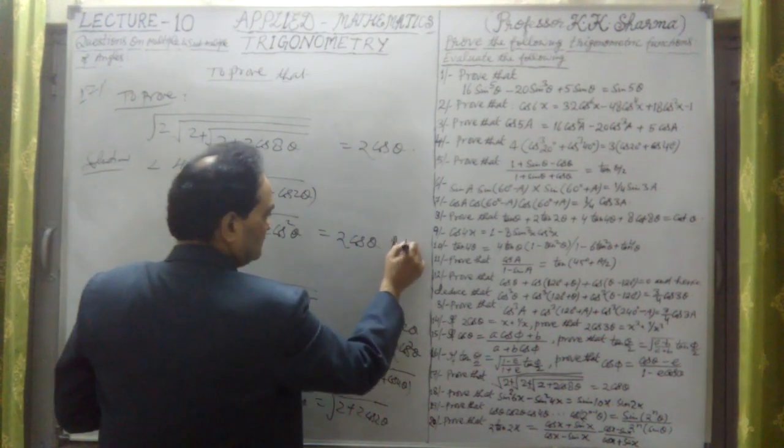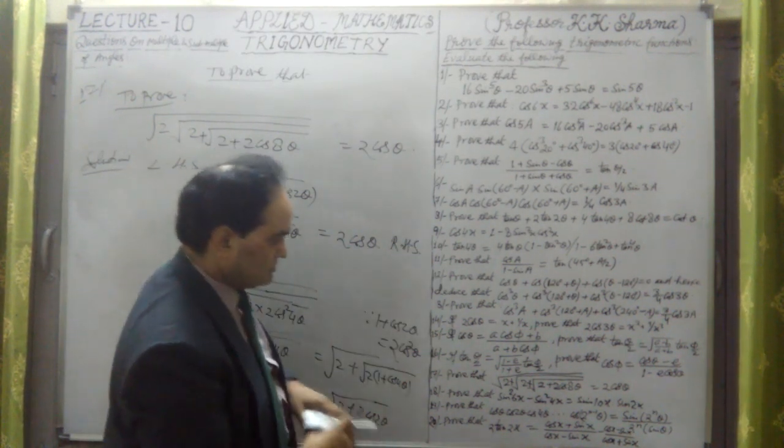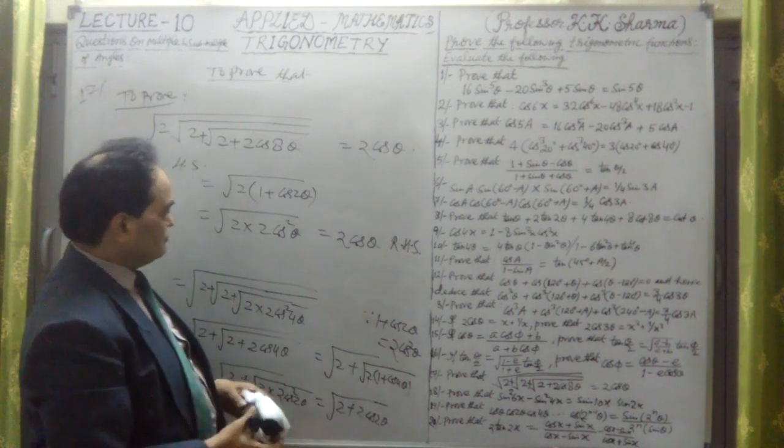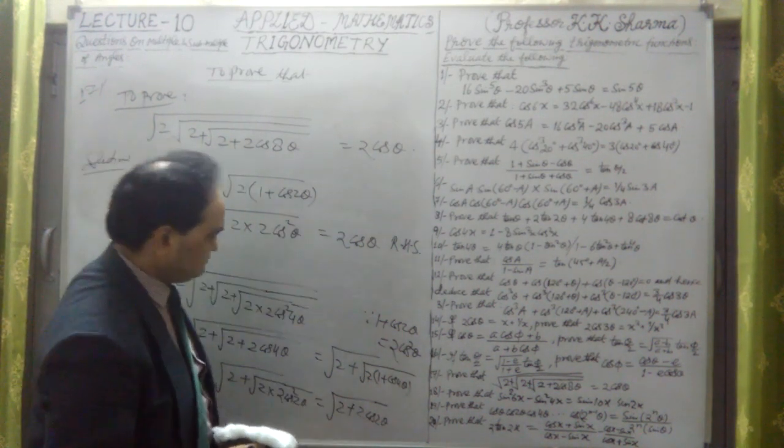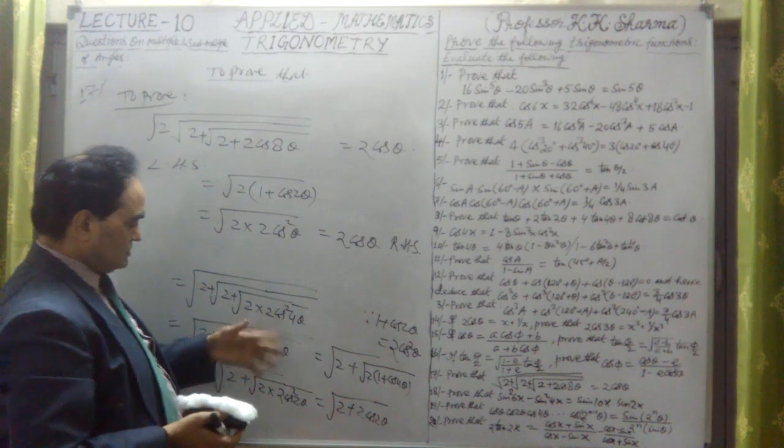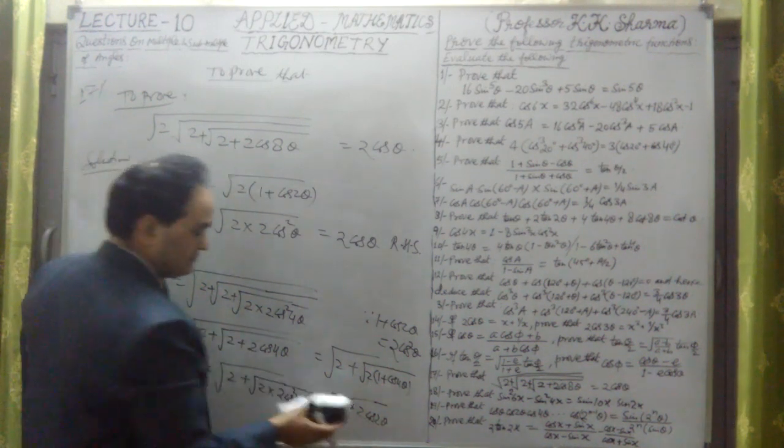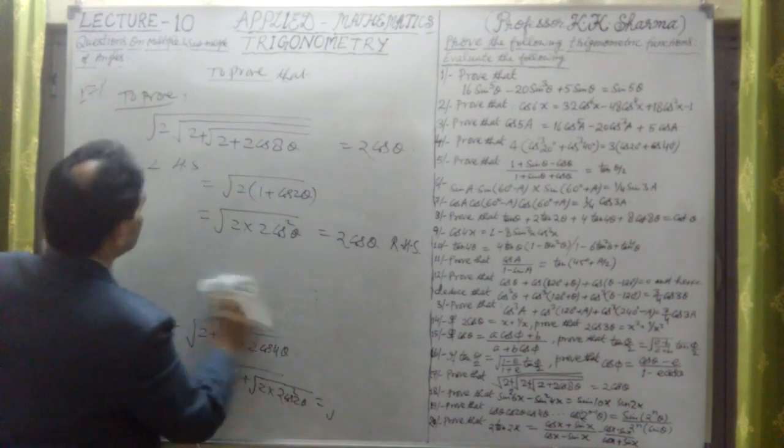I'm sorry, this question was wrongly written. This is a plus sign. Now it's okay. So this is 2 cos theta. But without the plus sign, the question cannot be solved. This is question number 17.